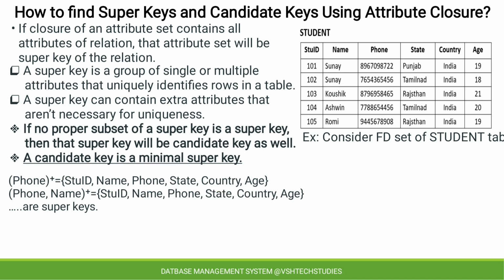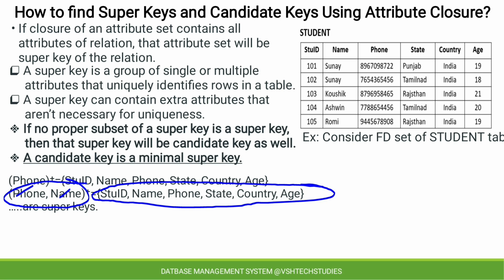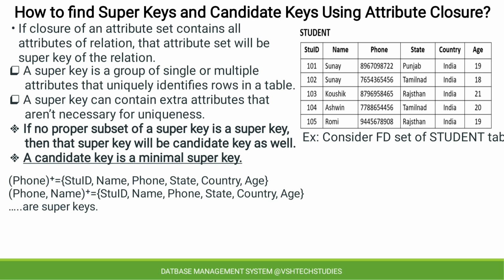Then with phone, the combination of any other attribute also forms the super key because its closure will have all the attributes in the relation. This way with key attribute phone, the combination of other attributes also form super keys. Many super keys we can write here.